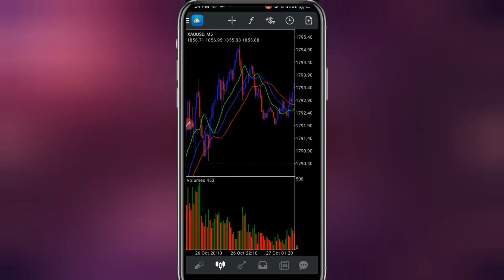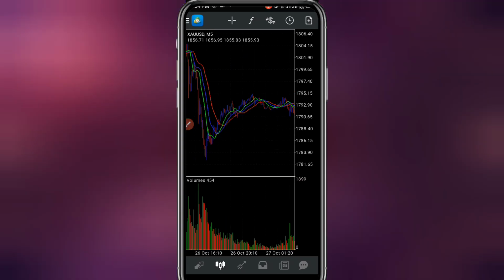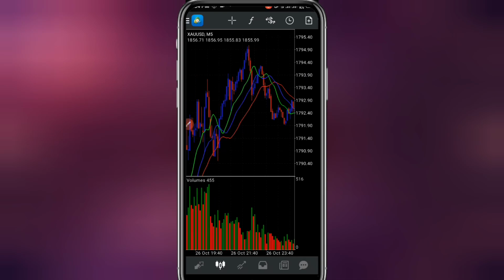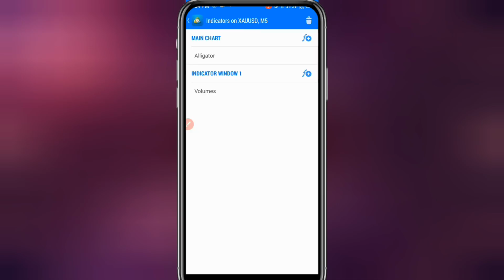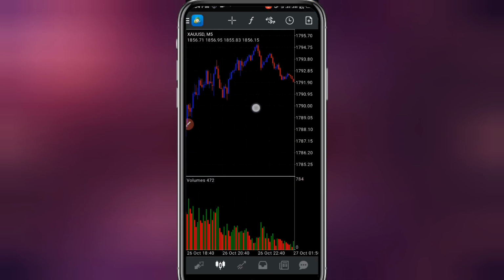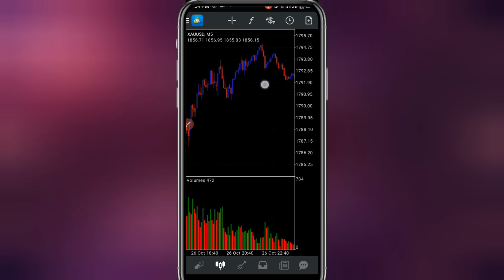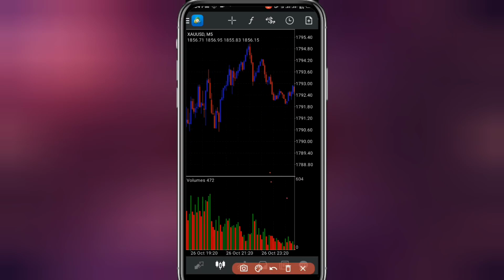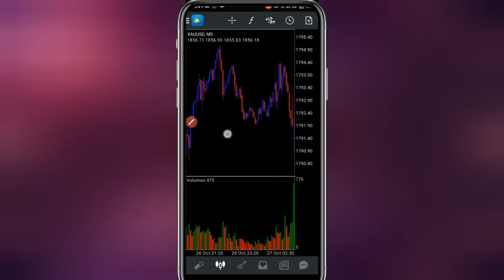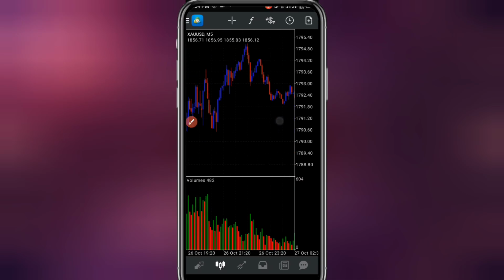So let me use this point to explain what I mean. But right now I think the alligator is a bit disturbing, so let's delete that for a while, then we'll come to that later. This is the point we're actually focusing on. At this point we are seeing the market is consolidating. It doesn't have enough movement, it doesn't have that room of space to move.